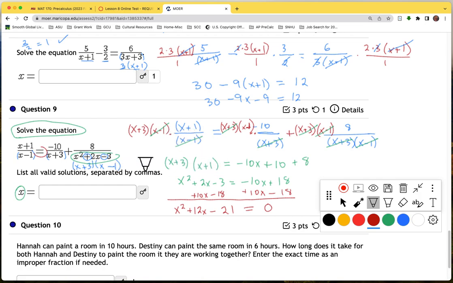Oh, wait. Oh, yeah, I was too fast. This is x plus 1, not x minus 1. Okay. Sometimes you just get yourself going too fast. You see where I made my error: I've got an x plus 1. I need to fix this. So let's back up.